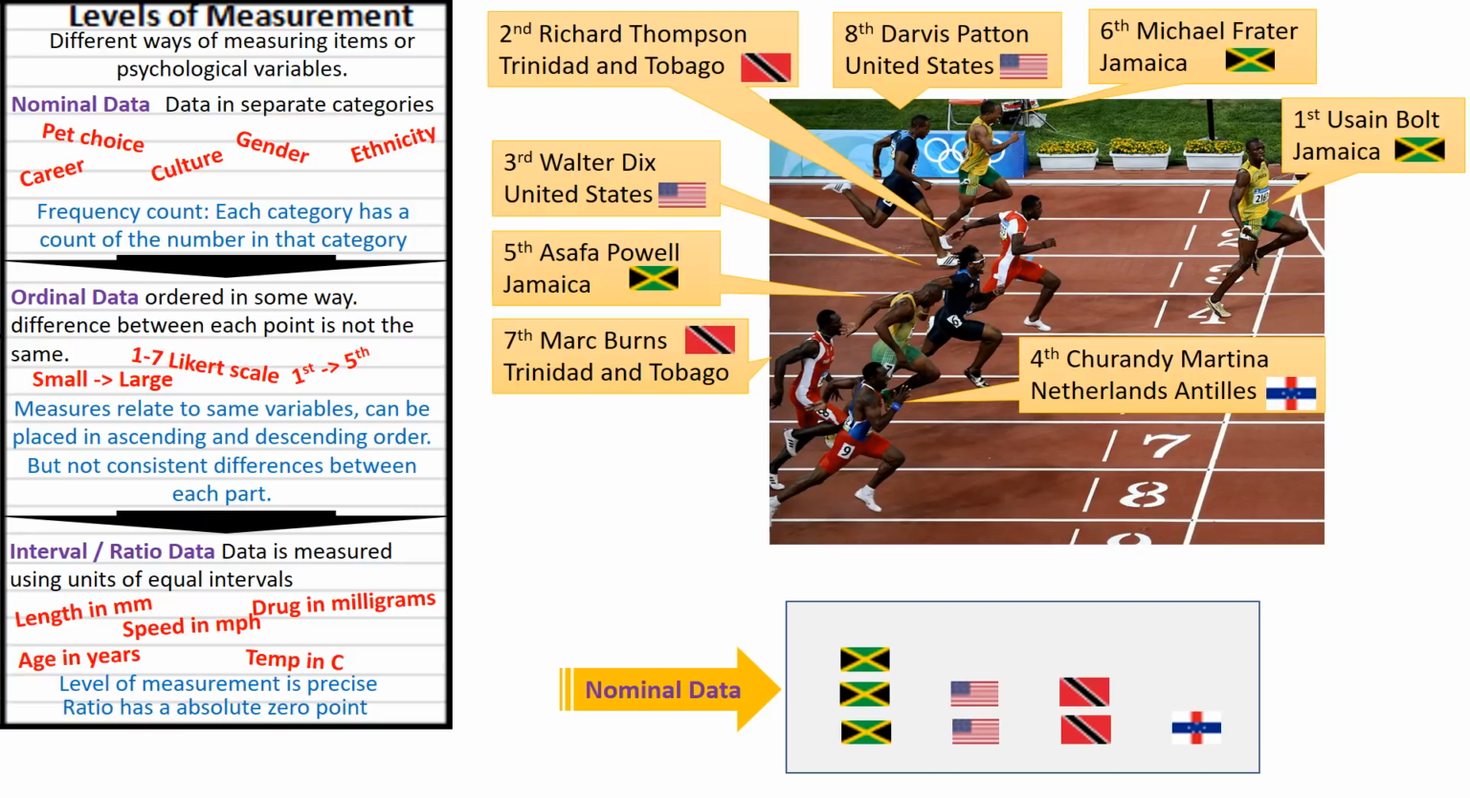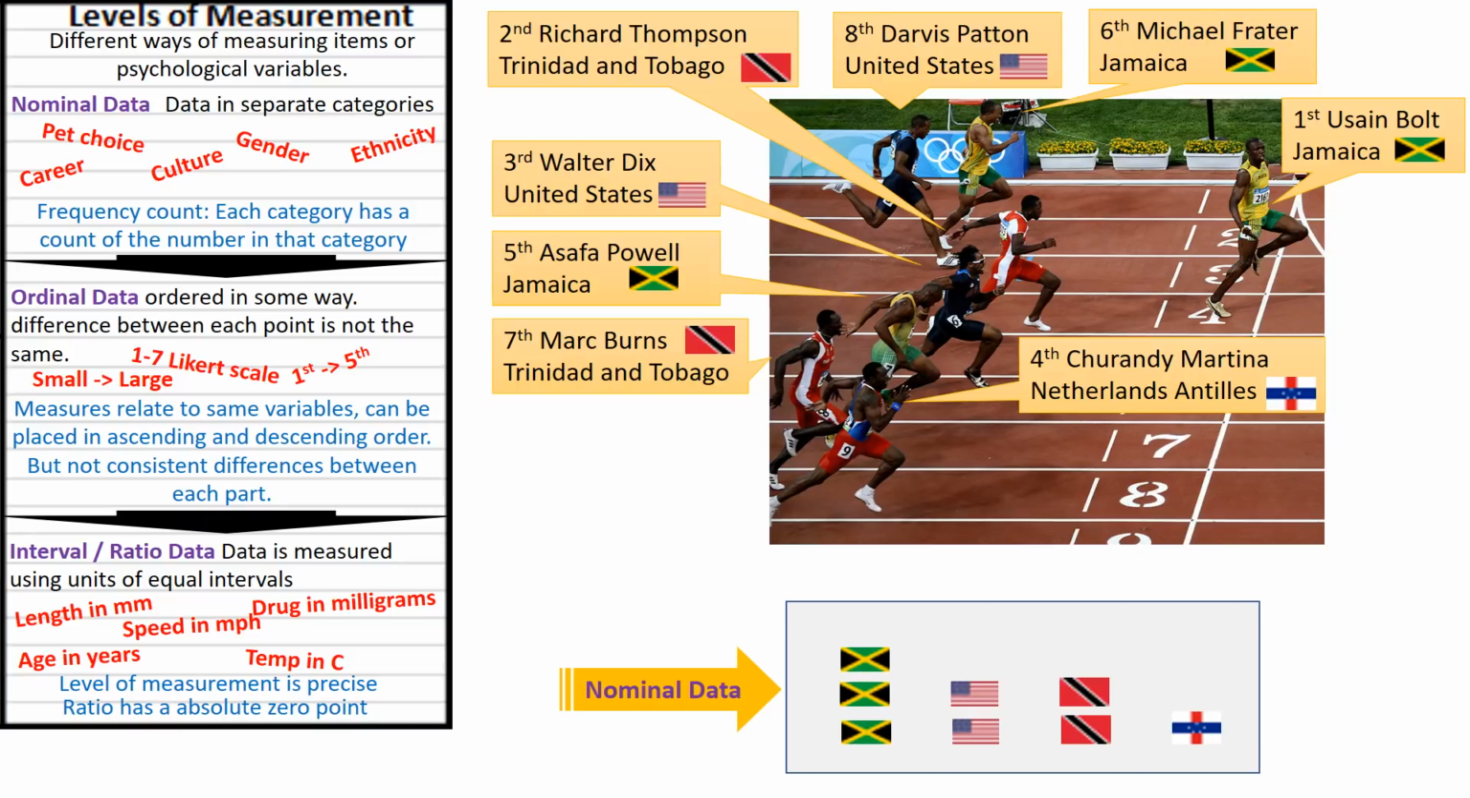Now what nominal data can tell us is that there are more people from Jamaica in this race than there are from the other countries. There are 3 from Jamaica, 2 from the United States, 2 from Trinidad and Tobago, and 1 from Netherlands Antilles. This doesn't tell us anything about who won, or what order, or the times. But this is all we can say with nominal data. We can't compare the countries in any other way but to say there are more from one than the others.